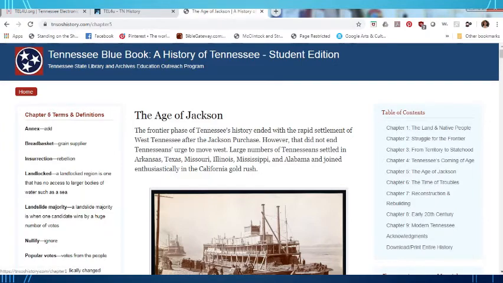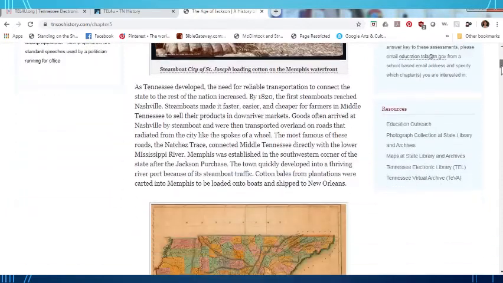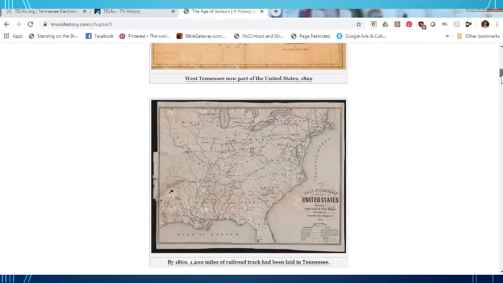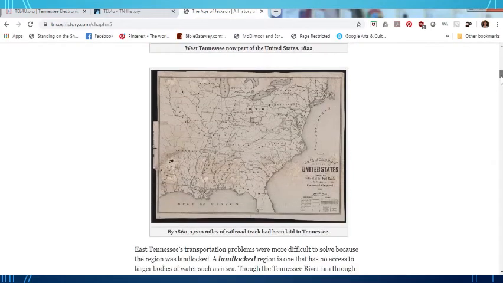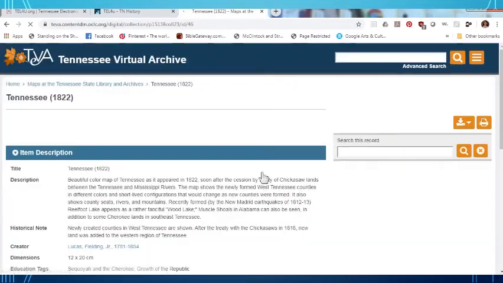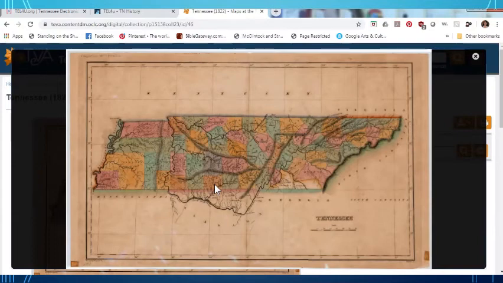It has some reading, some pictures, and I'm kind of a nerd this way, but I like to look at old maps, and it will bring it up a little closer for me to see this old map of Tennessee and what it looked like way back in Andrew Jackson's time. Looks very different how the counties are divided up from now in Andrew Jackson's time.